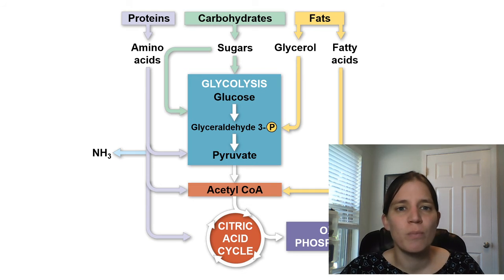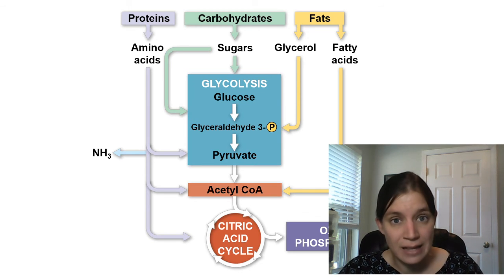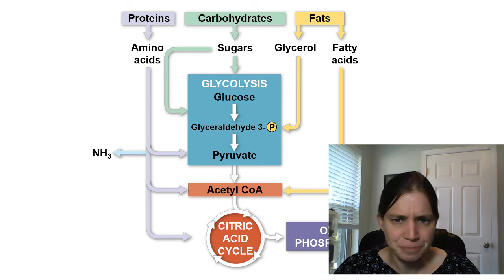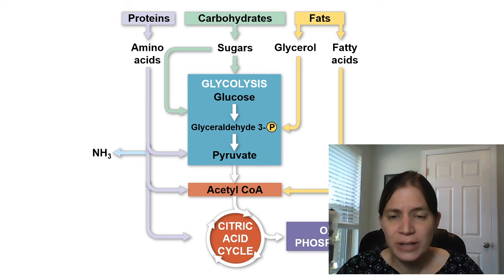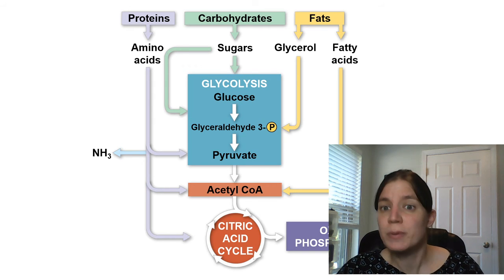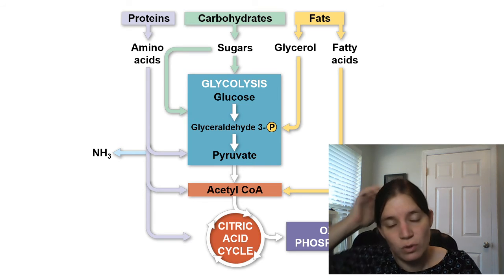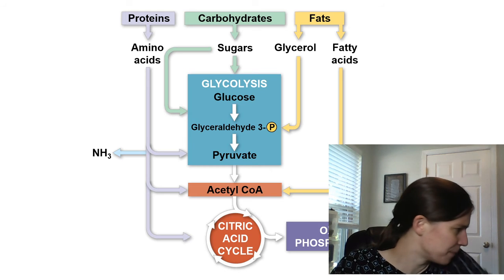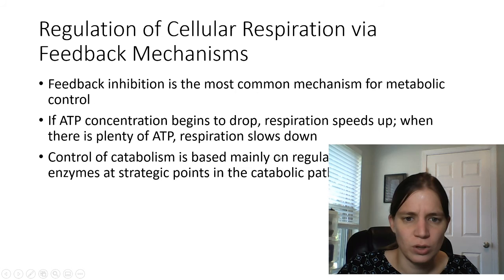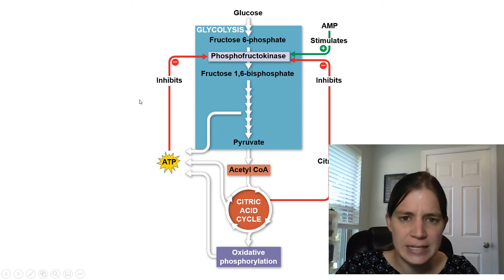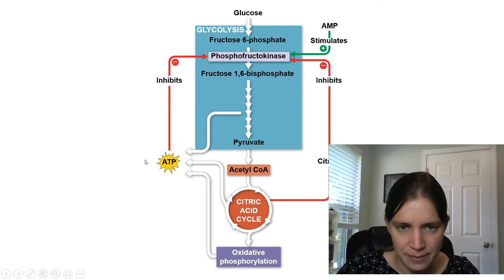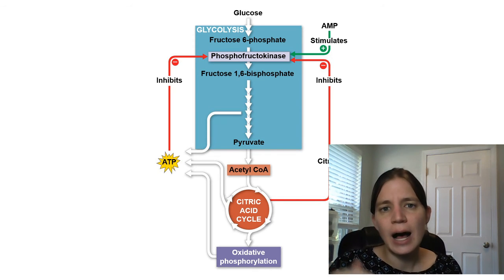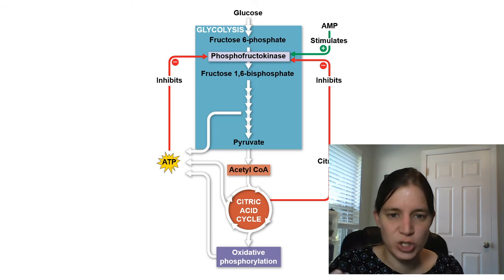There's no point in breaking down carbohydrates if you don't need them. There's no point in destroying a bunch of proteins if you could be using them for something else. There's no point in burning fat here if what you could be doing is storing it, right? From the cell's point of view, it's just very wasteful. So they've got some controls on this, right? This is showing the control of energy production.